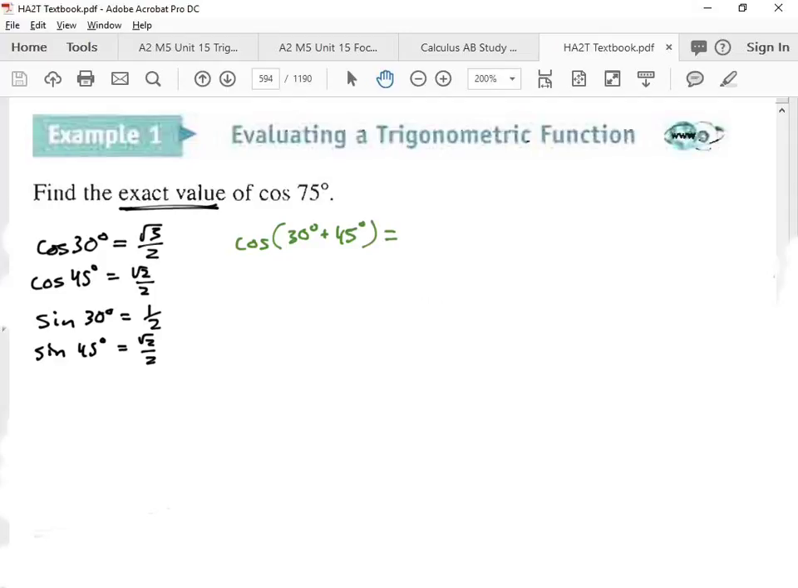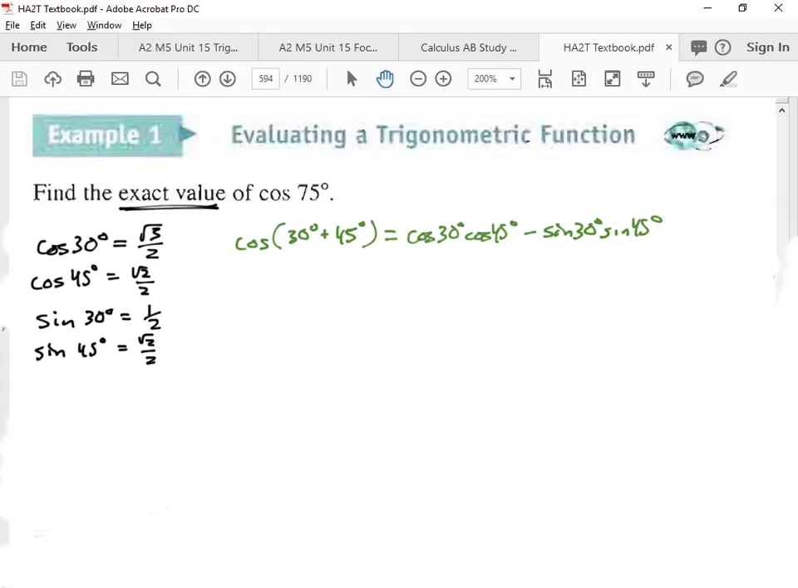All right, so check this out. You guys look down at your formulas. Remember I told you I'm going to teach you how to use these today. If you have cosine with two angles adding to each other inside, that is the same as saying cosine of 30 degrees times cosine of 45 degrees minus sine of 30 degrees times sine of 45 degrees. You guys have those, right?